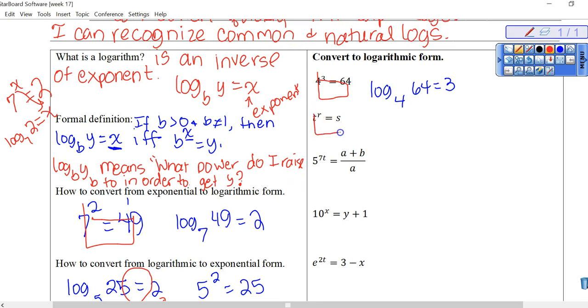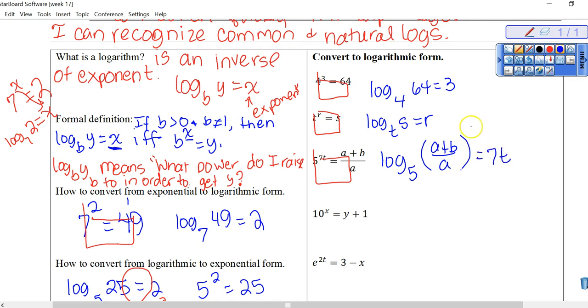So same thing here, drop the t down and then pass back through. So the log base t of s equals r. Now this next one, I'll get a little bit picky because this exponent right here, a plus b over a, is a quantity. So you need to use parentheses when you write it out as a logarithm. So the log base 5 of the whole exponent a plus b over a equals 7t. And I am going to be picky about you putting in a quantity around the log.